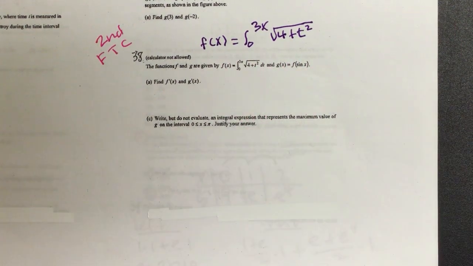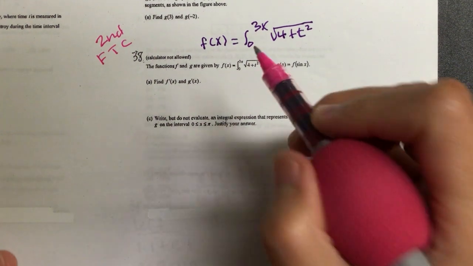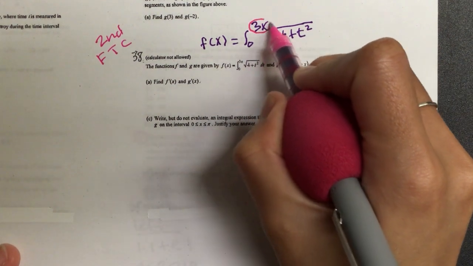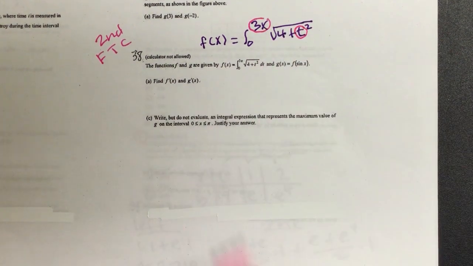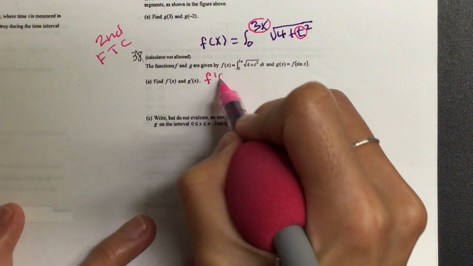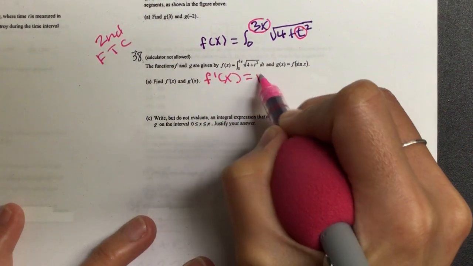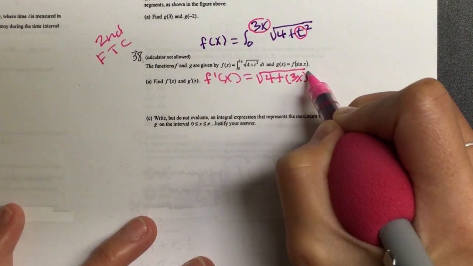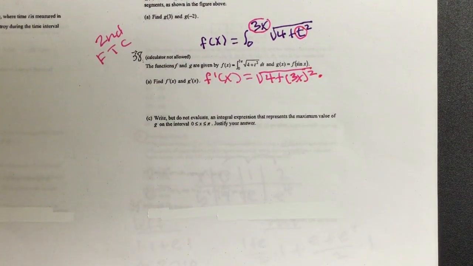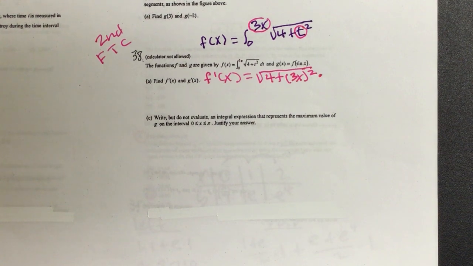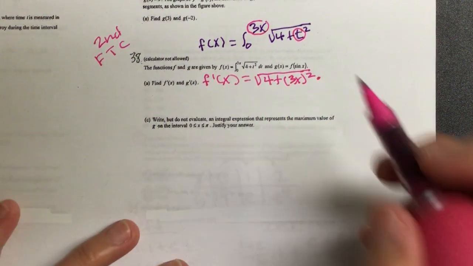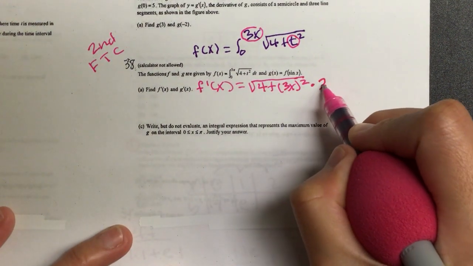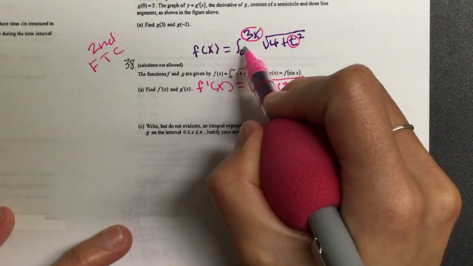Now looking at this, when you have a variable x and a variable t, that is our second fundamental theorem of calculus, meaning all you need to do is plug the upper bound into that tiny t right here. So we have f prime of x equals the square root of 4 plus 3x, the square still remains. And then the rule was, now you derive the upper bound. What is the derivative of 3x? 3. Then we have minus.